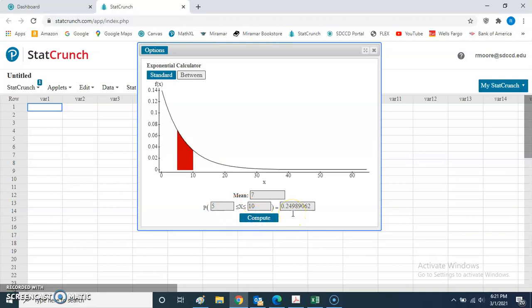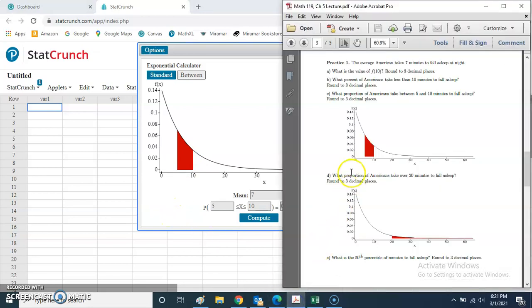And what do you know? There's our answer, 0.2489 8962. When we round it, 0.250. And you notice it highlights just those people between 5 and 10 minutes, or that proportion. Very, very nice. Part D. Oh, that was the image I put in the lecture as well. What do you know? Okay, from StatCrunch.